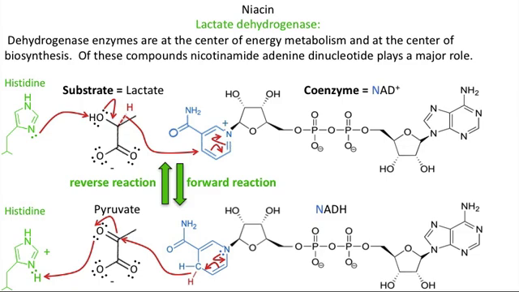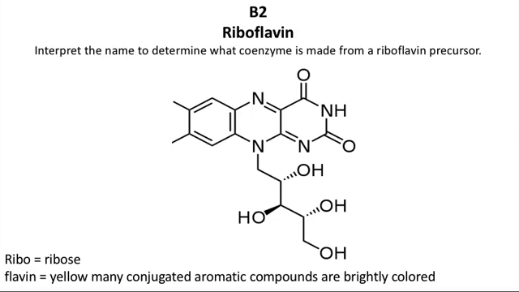But now I want to look at another vitamin. I don't expect you to memorize that this is B2, but the name riboflavin points you where you need to go. That is going to be the cofactor that's used to make what coenzyme?